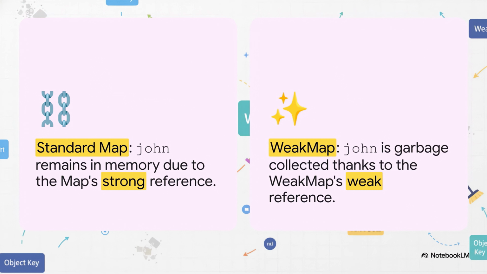I won't mind. And here you can see the difference side by side. On the left, with a regular map, our John object is stuck, even after we've moved on. But over on the right, with a WeakMap, as soon as our main reference is gone, poof, the garbage collector is free to sweep it away. The WeakMap doesn't stand in its way. The object and any data associated with it in a WeakMap just vanish automatically.